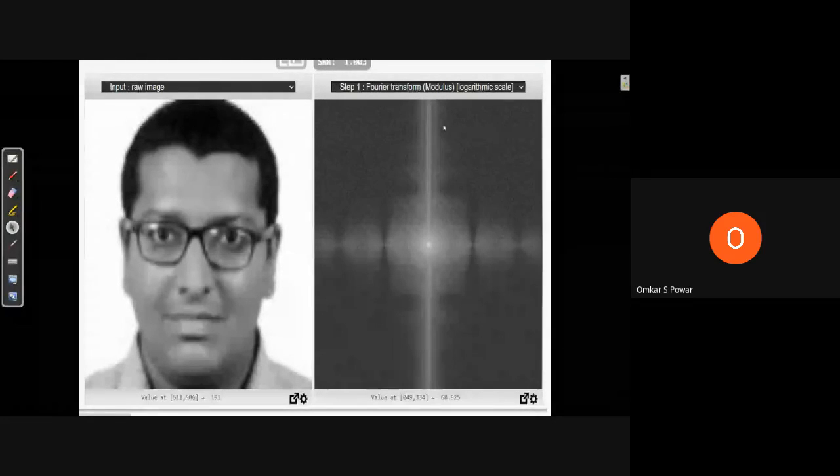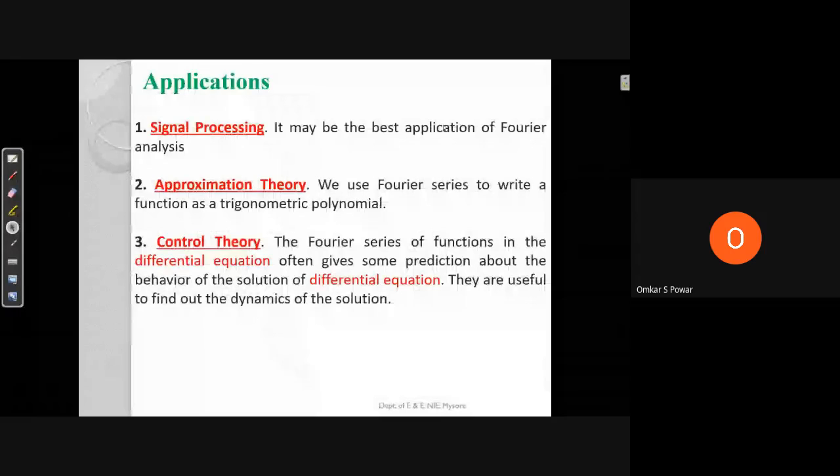Okay. So whatever left side image you can see, that's my image. The right image, whatever I have shown you, that's the frequency FFT or the Fourier transform of the image. So that's the practical application. Image processing is one of the major things. Okay. So coming to the applications, where all they have used.